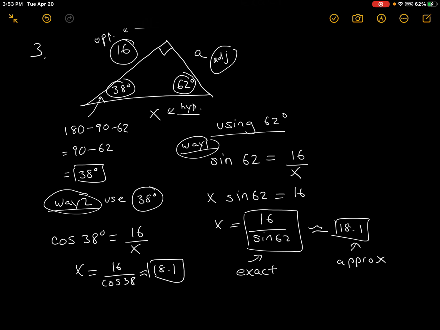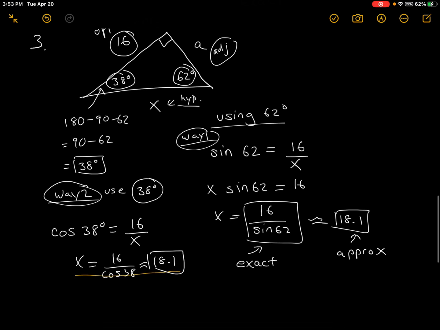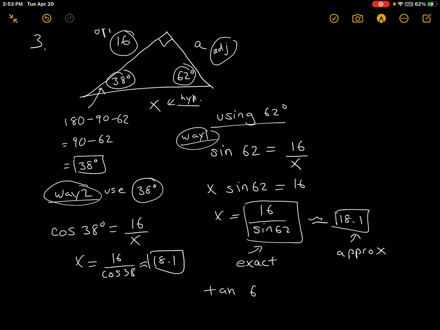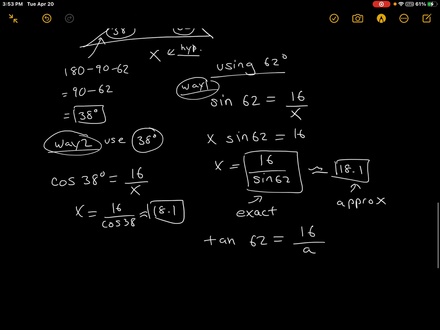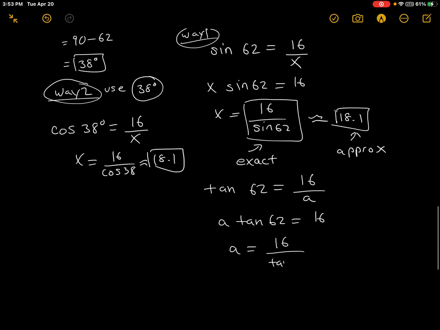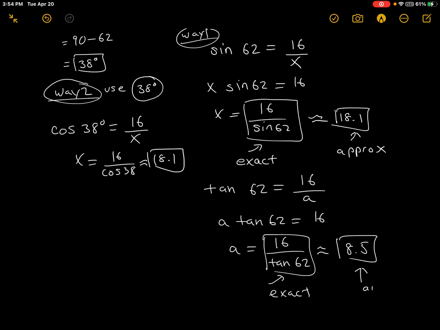So I'm going to write tangent of 62 is equal to opposite over adjacent, so 16 over A. And then cross multiply and get A by itself, 16 over tan 62. And figure out what that is in your calculator. 16 divided by tan 62, about 8.5. Okay, so again, this is the exact, this is the approximate. Okay, so that's how you solve the right triangle using your sine, cosine, tangent on problems 2 and 3 in your notes. Okay, so let's take a look at 4 and 5.